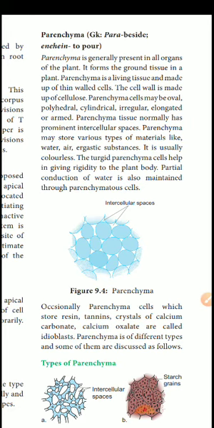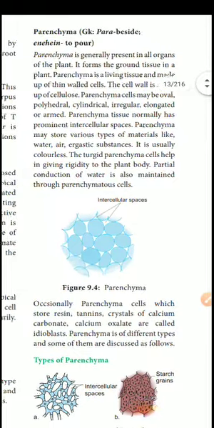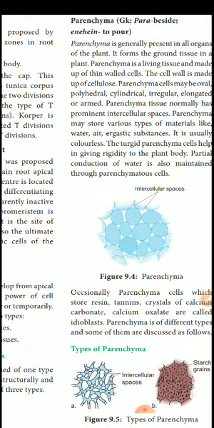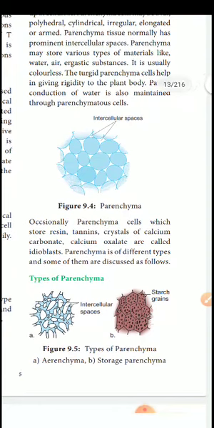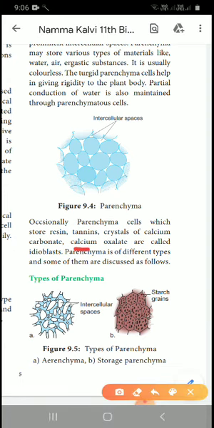Every substance is a material like that, so it is colorless only, but it is very helpful for the plant to keep the plant body rigid. So it is an important one. Water is also maintained through parenchyma cells. Next, occasionally parenchyma cells store resin, tannins, crystals, calcium carbonate and calcium oxalate. Every one of these is very important. We can add all this in a different set.